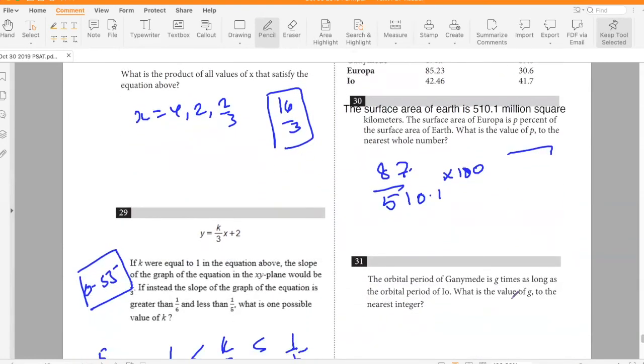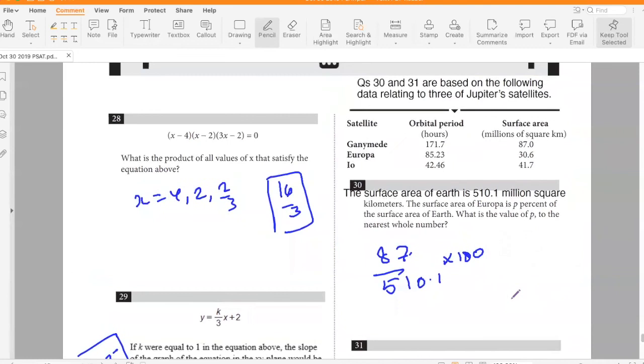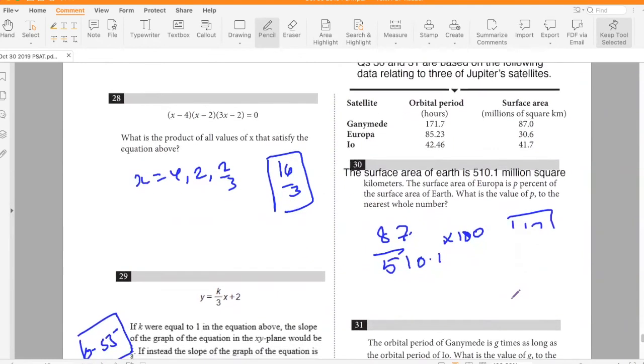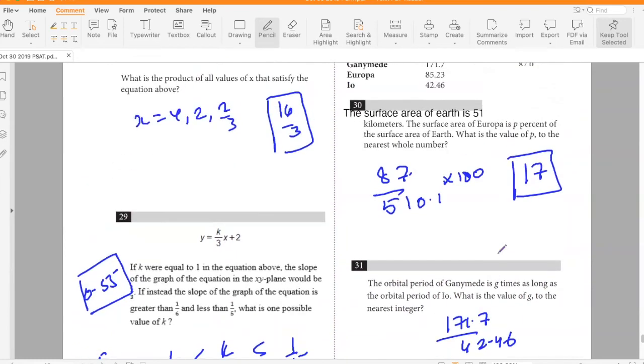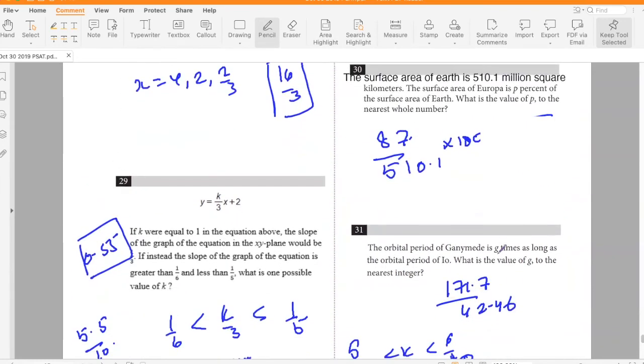The orbital period of Ganymede is g times as long as the orbital period of Io. What is the value of g to the nearest integer? Ganymede and Io, 171.7 divided by 42.46. Okay, so let's plug that in. Yeah, so the closest integer is 4.